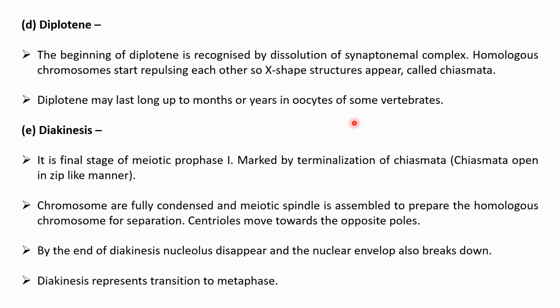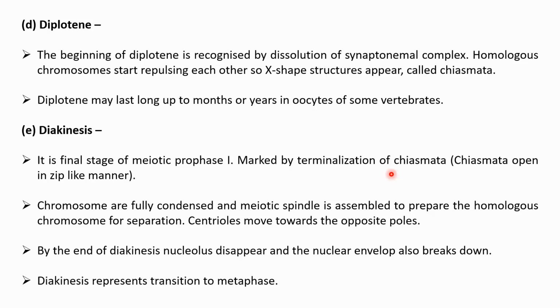It is the final stage of meiotic prophase 1, and it is marked by the terminalization of the chiasmata. So basically the chiasmata start opening in a zip-like manner, and the chromosomes are fully condensed, and the meiotic spindle is now assembled to prepare the homologous chromosomes for separation in the next phase.